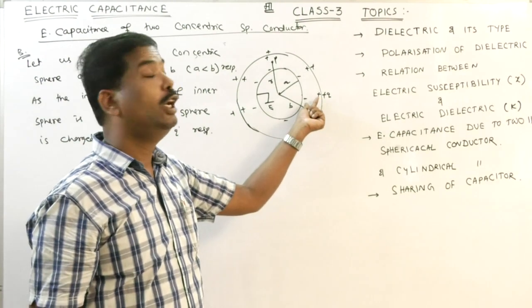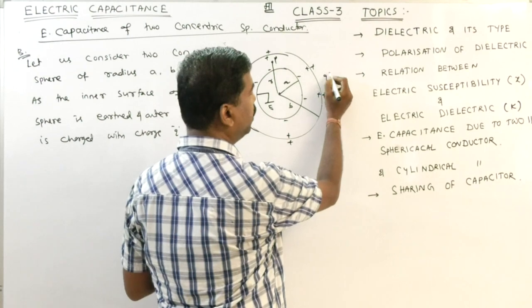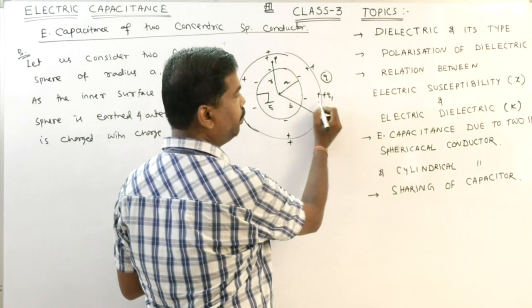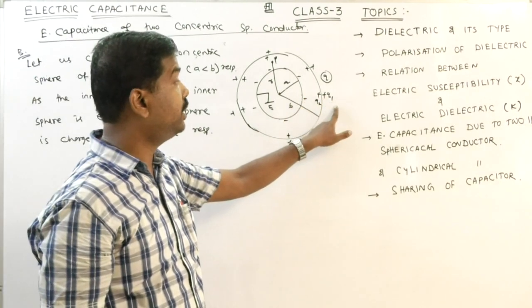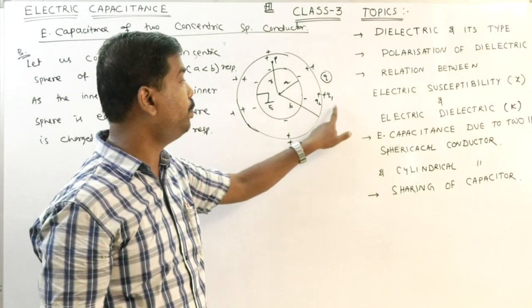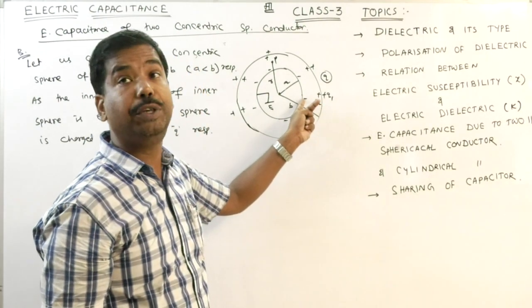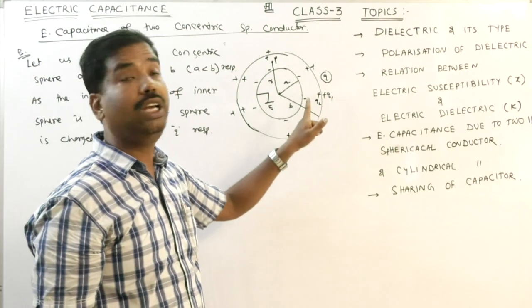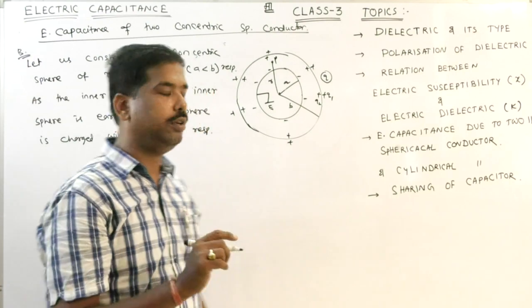Hence, there are two capacitors because this Q charge is divided into two parts. Let the total charge be Q, the outer surface charge Q1, the inner surface charge Q2. It means the charge is distributed over its two surfaces. Clear? Outer surface as well as inner surface. It means the Q2 charge will behave as one capacitor, while the Q1 charge behaves as another capacitor. It means there are two capacitors.